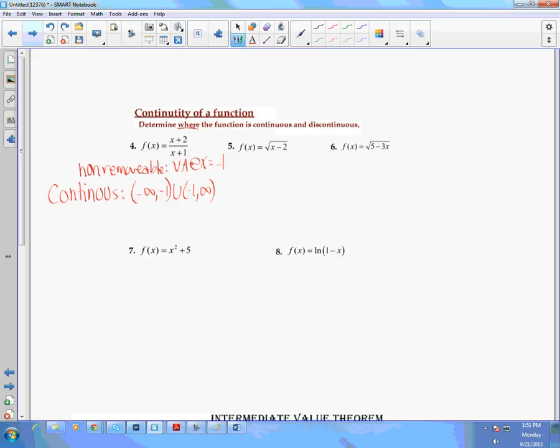Okay? What about number 5? Square root function. The square root function has a restricted domain. The parent function goes from zero to positive infinity. So you have to understand how the shifting works, and where it doesn't exist, where we don't have a domain, and where the domain does exist.